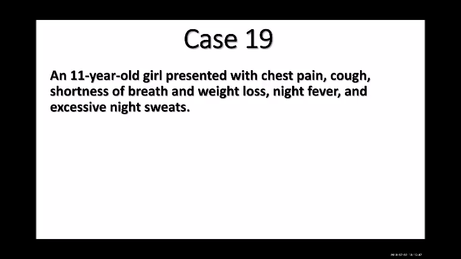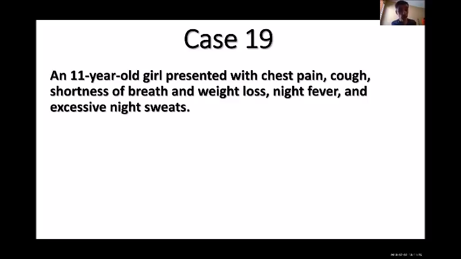Okay, number 19. An 11-year-old girl presented with chest pain, cough, shortness of breath, weight loss, night fever, and excessive night sweats. What's your differential diagnosis? Maybe tuberculosis. TB. Yes, lymphoma, chronic infection. Lymphoma, very good. I would not say lymphoma. Remember, be soft, don't be focused, be safe. So it's a chronic infection, that's what I would say. I won't say it's tuberculosis.